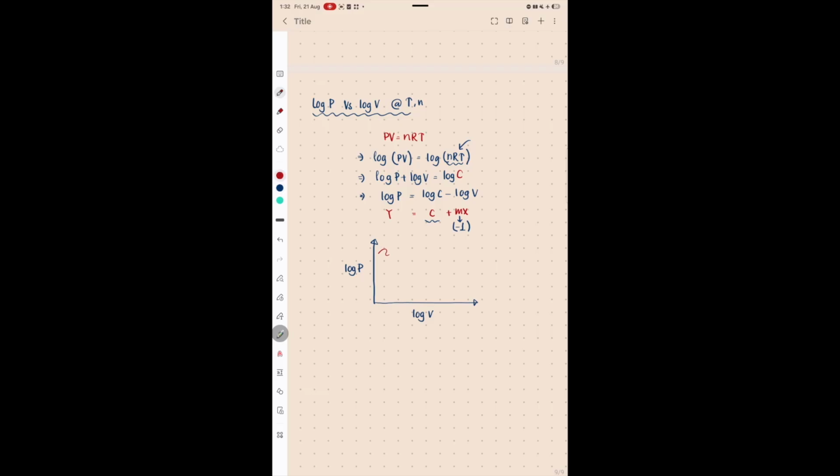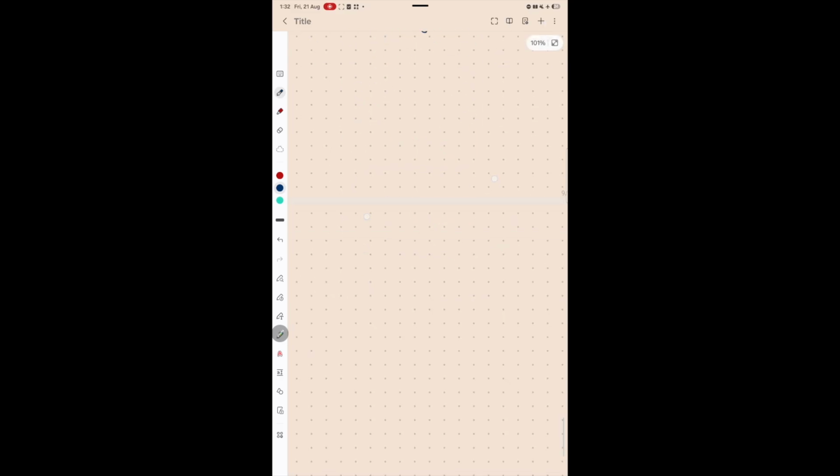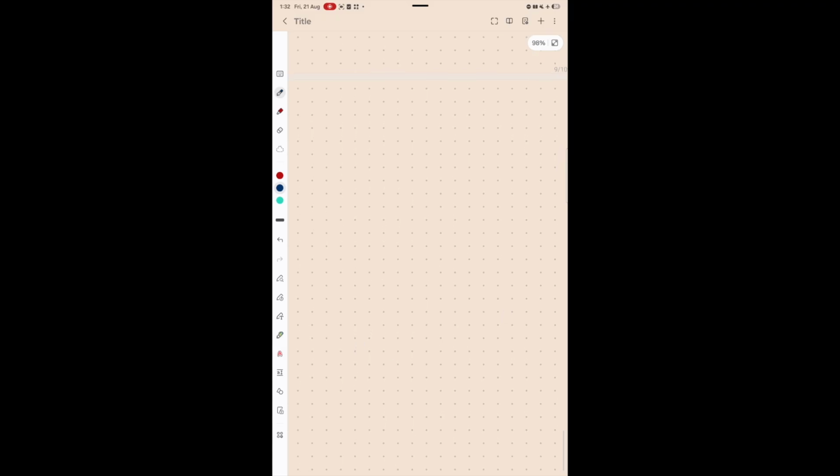Okay. So here you will see that this is the intercept. So this is log C, and my slope is equal to -1. So this will be the plot, right? Okay, now these basics are done. Now if I ask you a question, can you answer this?